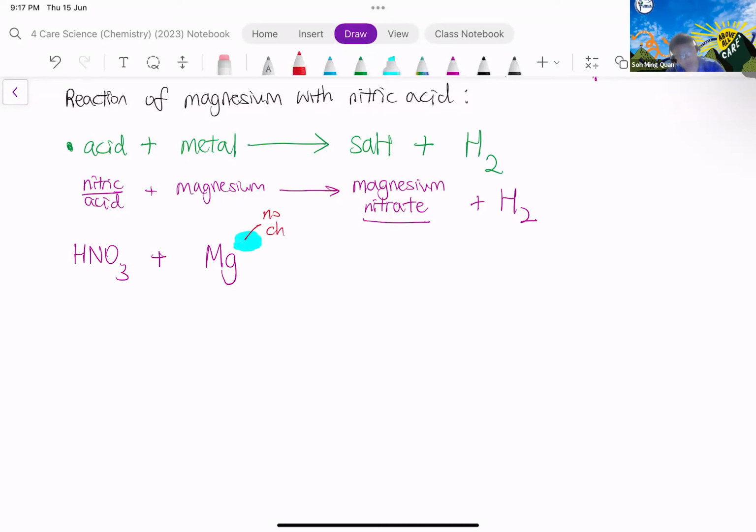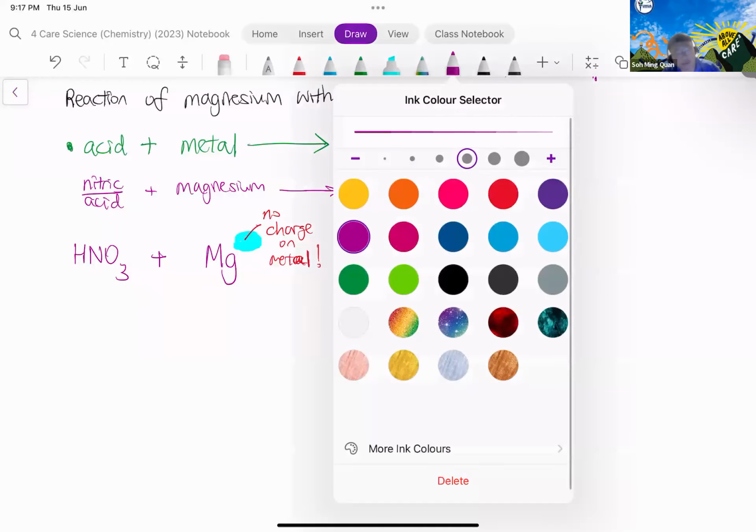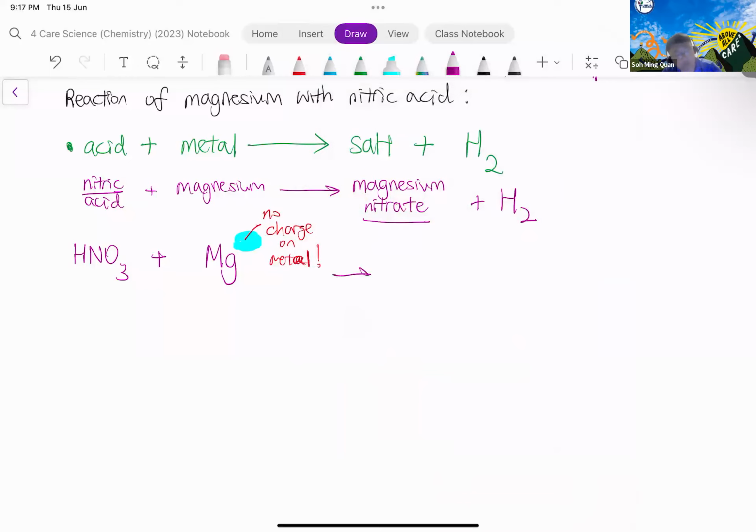No charge on metal. It only has a charge when it's in a compound. But magnesium is not a compound. Magnesium is an element. So on the element itself, if it's just magnesium on its own, no charge. The next step is ultra crucial, and many of you do not do this. Many of you do not do working. You just straight away write this.